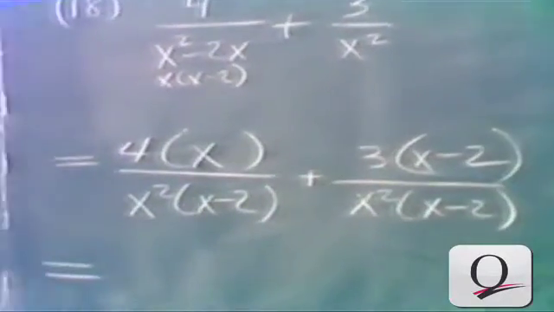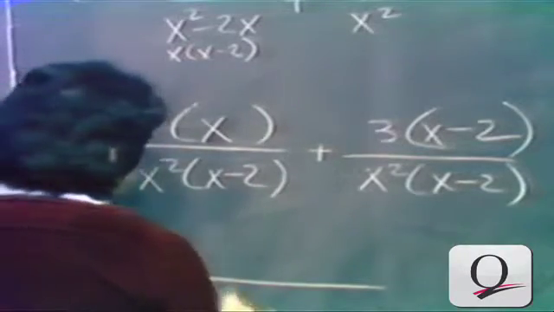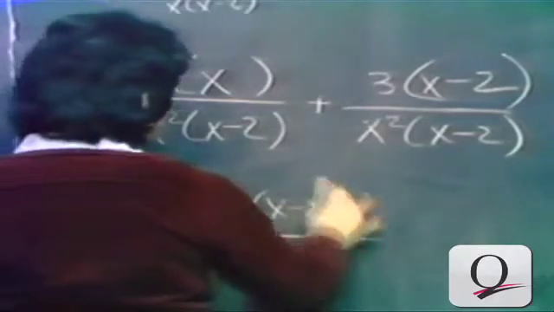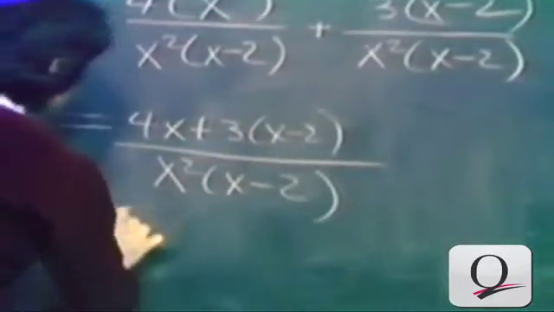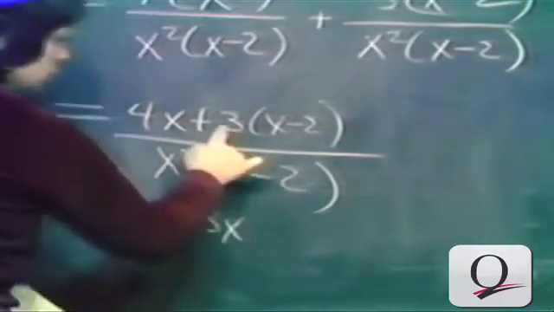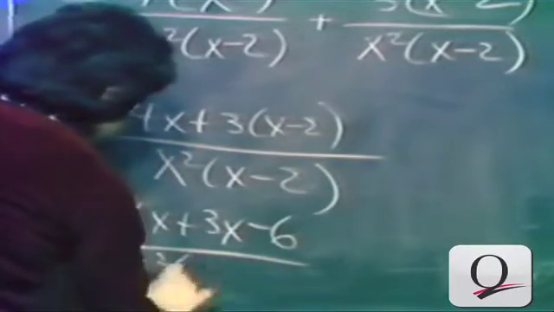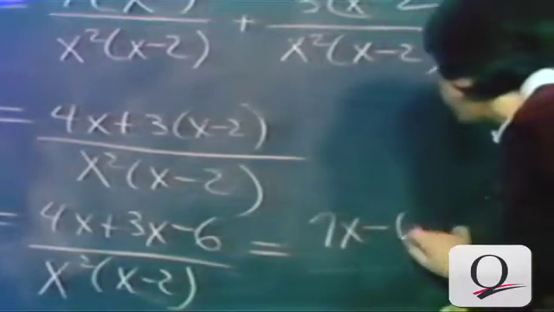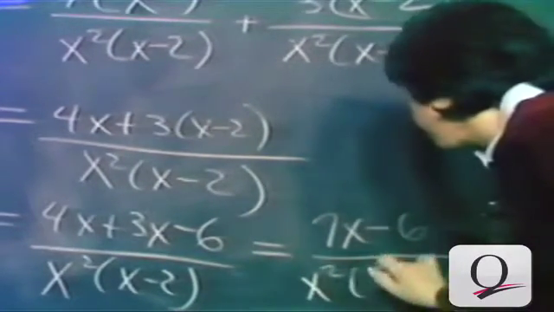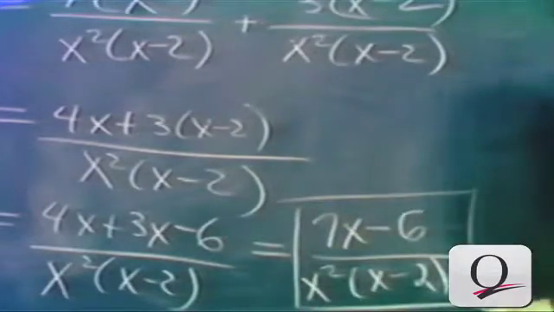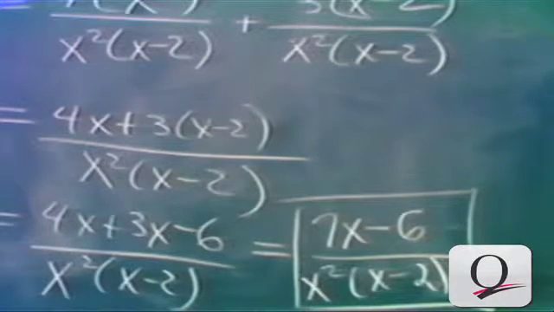Now we have two fractions with the same denominator, so we can combine the numerators over that denominator: 4x plus 3 times x minus 2. This gives us 4x plus 3x minus 6. Don't forget to distribute the 3 through the parentheses. Over x squared times x minus 2. 4x plus 3x, that's 7x minus 6 over x squared times x minus 2. And that is already in lowest terms. It can't be reduced.